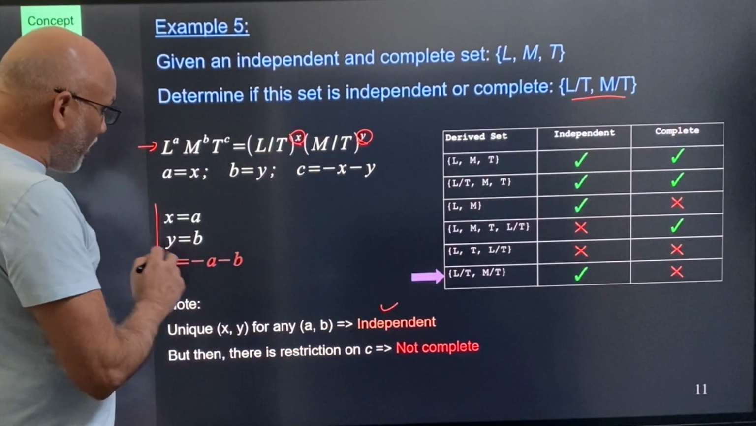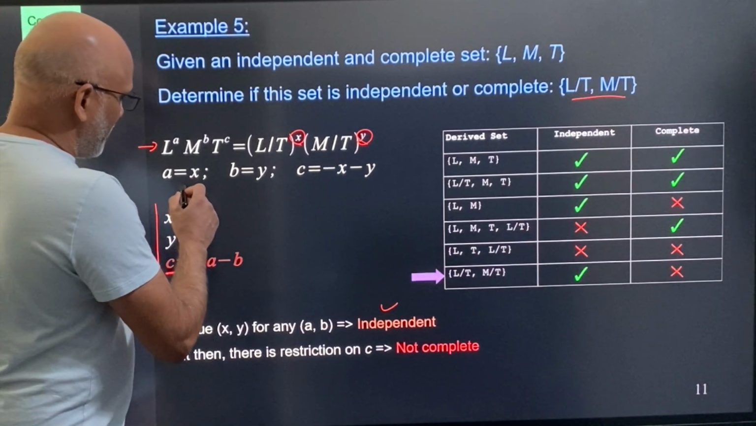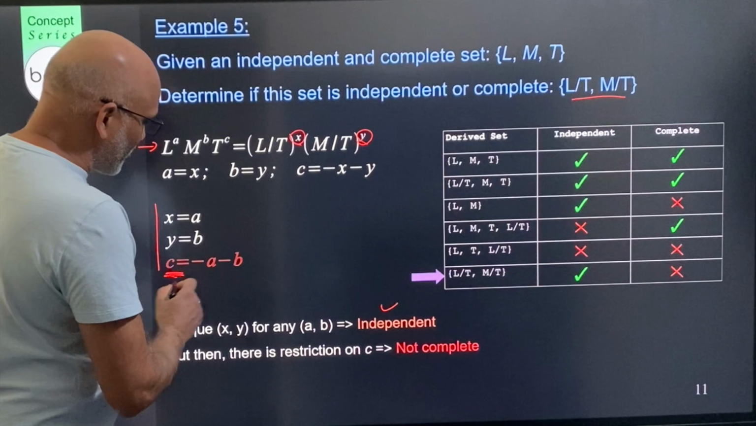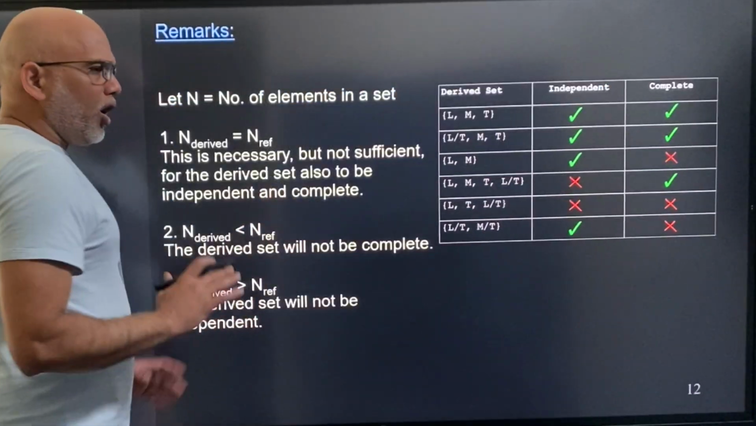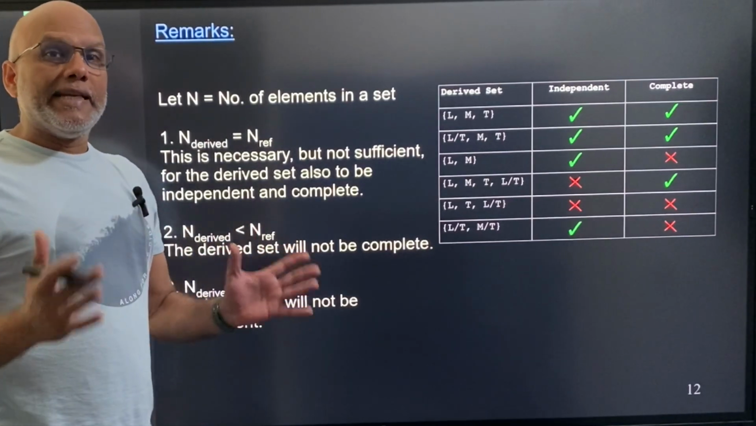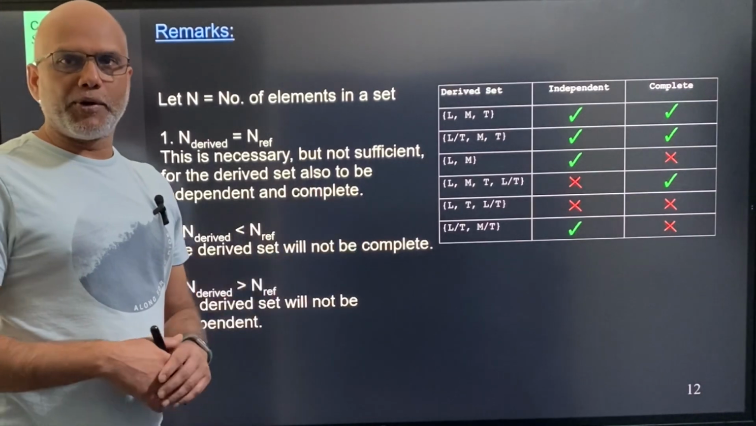So that's fine. But C cannot be anything, right? There is a restriction on C. That means it is not complete. All right. So it is purely linear algebra. As you can see, we are trying to solve and interpret linear equations.